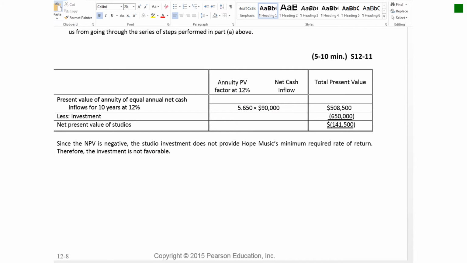So here's the official answer. The table factor in this case would be right at 5.65. Once you multiply by the 90,000, you get a present value of those future cash flows of 5,085. You net that with the negative 650. Notice you get a negative net present value. That is not greater than or equal to 0. This would not be an acceptable investment.